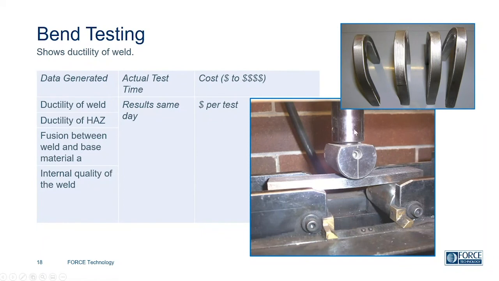Now, there are radii associated with this, so I think that's one specific thing. We can't just bend it around anything we choose. There are some specifics that we need to follow, but the idea is that we bend it, and that bend then has an effect on the weld. It then gives us the ductility of the weld, or the ductility of the heat affected zone, the fusion between the weld and the base material, and if everything is fine, it can give us an idea of the internal quality of the weld. So you may not be able to see it, but as I've tried to illustrate here on the left hand side, we can evaluate the different parts of the weld.